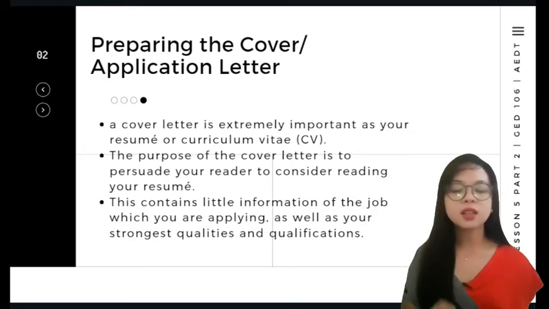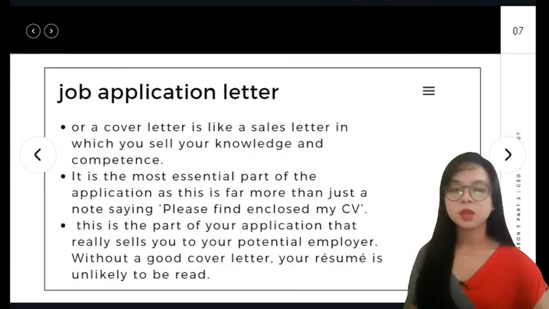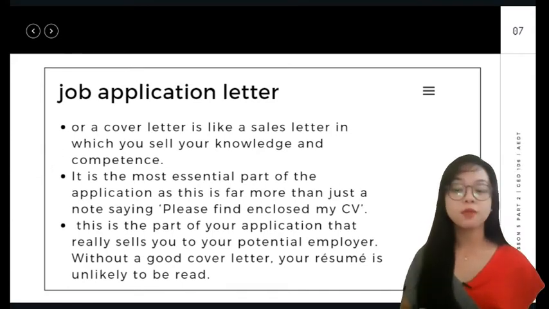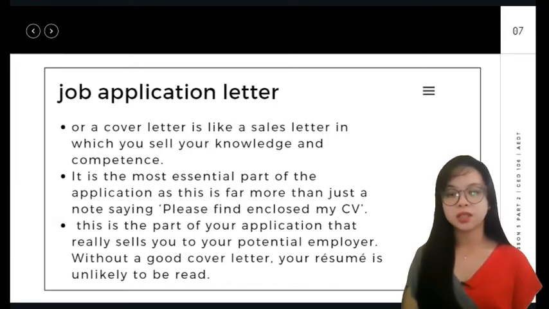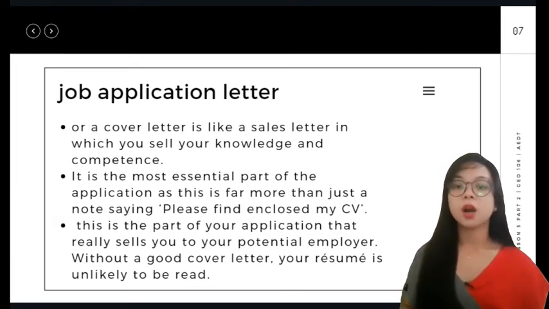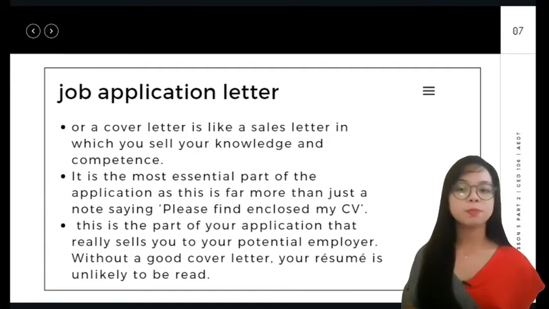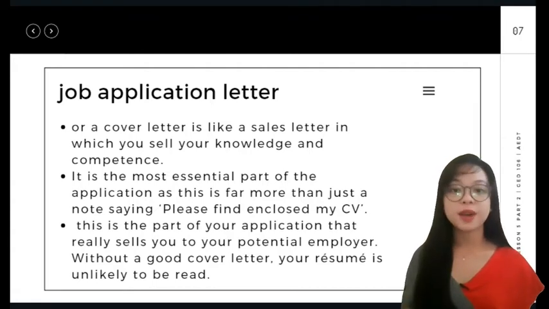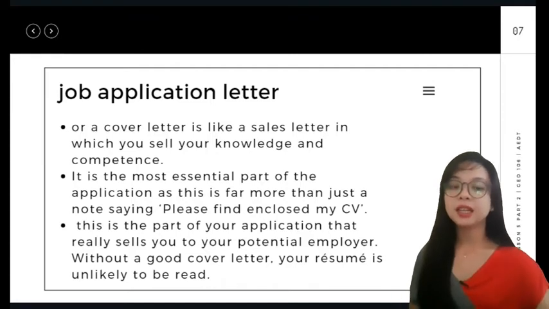And this contains little information of the job which you are applying, as well as your strongest qualities and qualifications. So a job application letter or a cover letter is like a sales letter in which you sell your knowledge and competence. So here you are marketing yourself. It's the most essential part of the application, as this is far more than just a note saying, please find enclosed my curriculum vitae. So this is part of your application that really sells you to your potential employer. So without it, your resume is unlikely to be read.